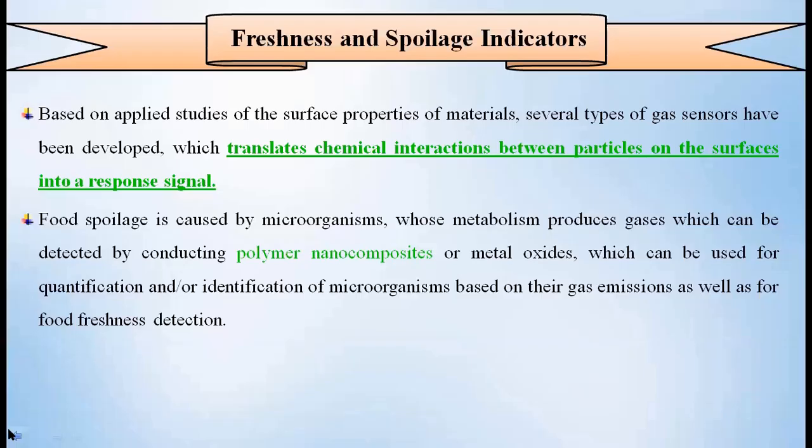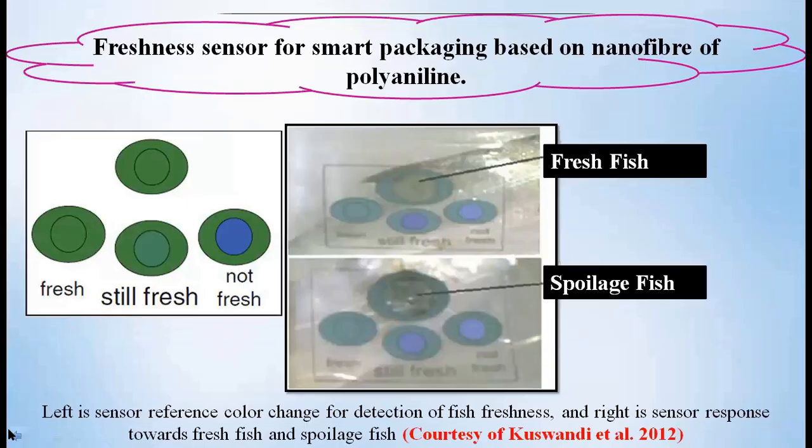Similarly, in case of food, we can't judge whether the food is good or not. So whatever chemical interaction has been done, this package encodes all that information and displays it on the package to the consumer, whether it is good or not. Food spoilage is caused by microorganisms whose metabolism produces gases which can be detected by conducting polymer, nanocomposite, or metal oxide, which can be used for quantification or identification of microorganisms based on their gas emission, as well as for food freshness detection.